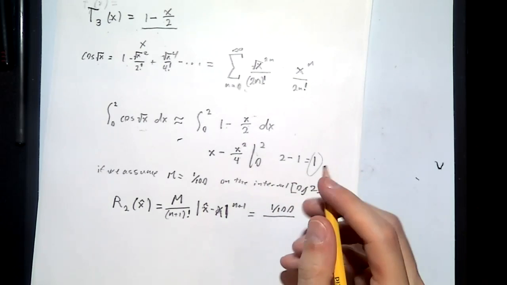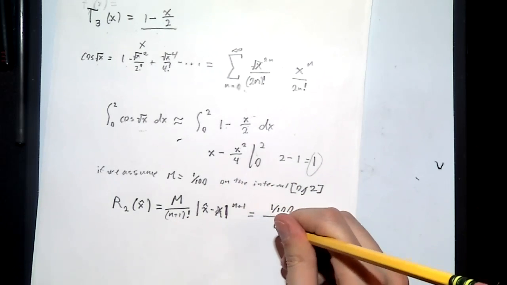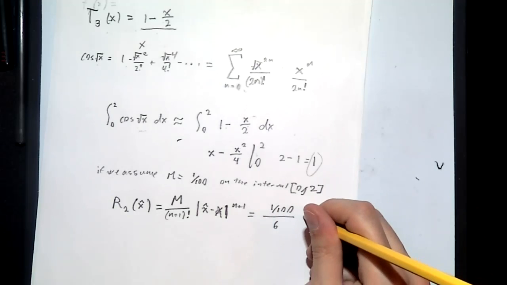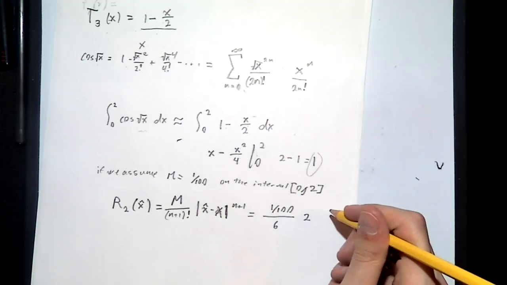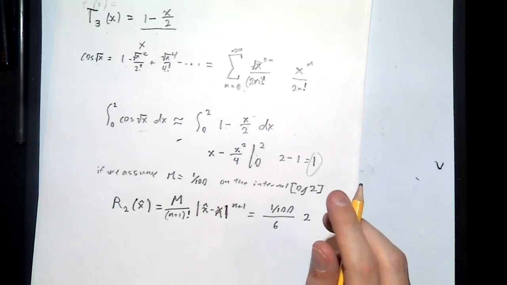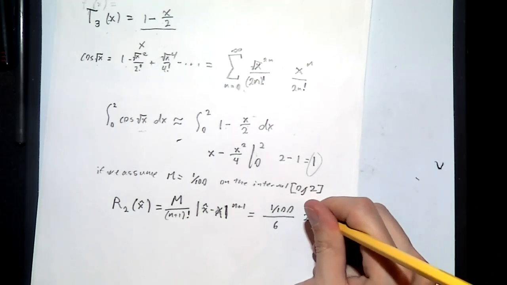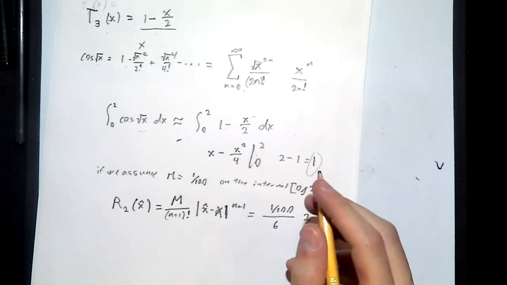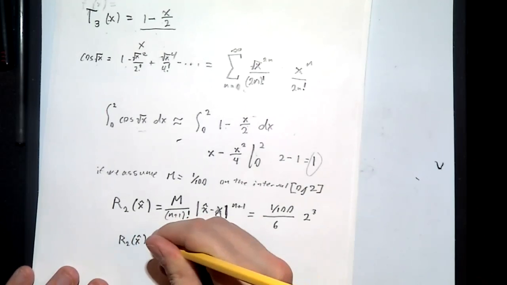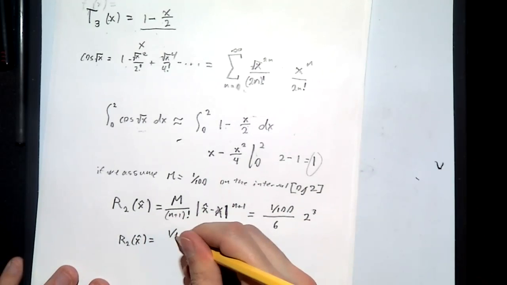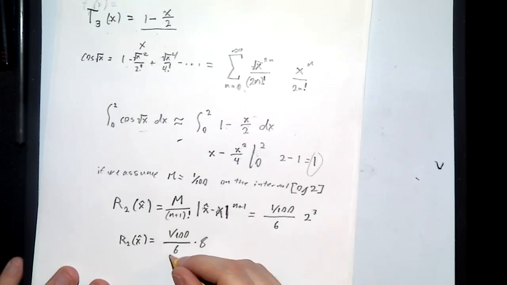N plus 1 factorial would be 3 factorial. So 3 times 2 times 1, which is 6. And then lastly, we have 2 to the n plus 1, which will be 2 to the third, which is 8. So in the end, we get R2 of x hat is equal to 1 over 100 over 6 times 8.